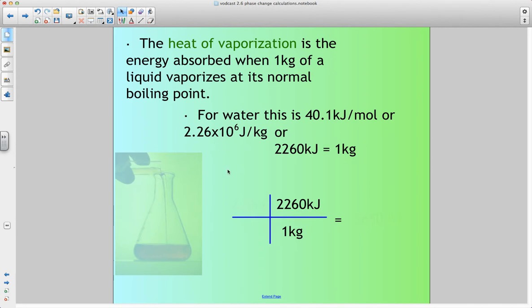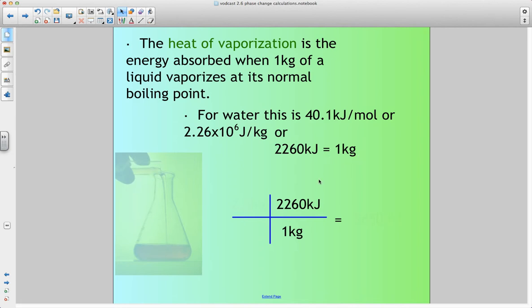So we can use two different conversion factors depending on what unit they give to us. For water, the heat of vaporization is 40.1 kilojoules per mole. Now, we haven't really talked too much about moles yet, but we will, don't worry. Or another conversion factor that we can use is 2.26 times 10 to the 6 joules per kilogram. Well, what we're trying to do here is make this into kilojoules per kilogram, which is probably something that you're more used to. So to do this, we would just simply do our conversion factor to divide this by 1,000 and get this down here to the 2260 kilojoules, which is equal to 1 kilogram.